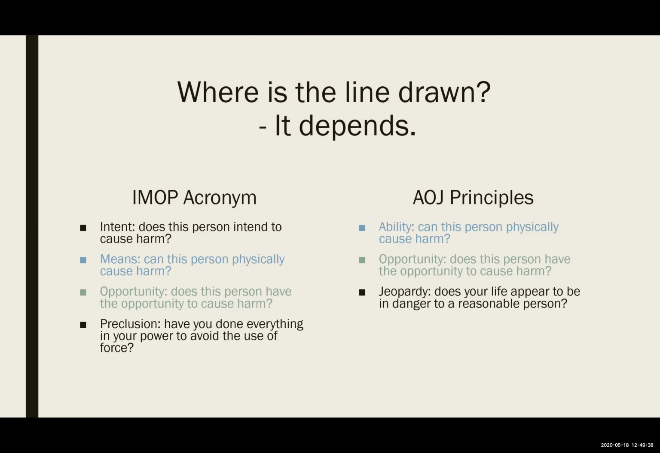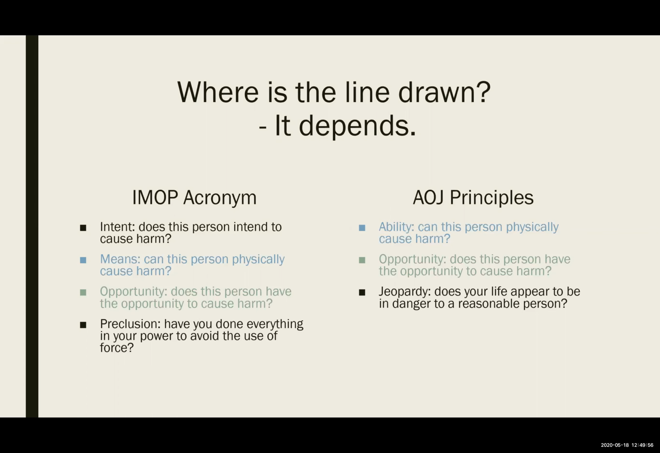Means, can this person physically cause harm? Think of an angry 5-year-old. We're probably not too terribly worried about this 5-year-old causing bodily injury to us, right? How do things change then when that 5-year-old now has a very pointy knife?